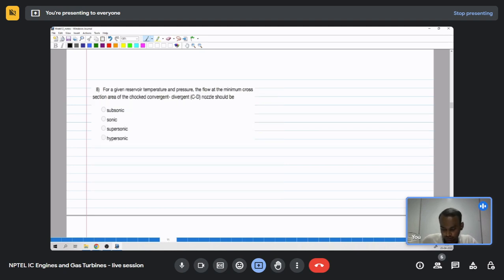For a given reservoir temperature and pressure, the flow at the minimum cross-sectional area of the choked convergent divergent nozzle should be subsonic, sonic, supersonic or hypersonic. Sir, in the throat, the flow should be sonic. Yeah. For a convergent divergent nozzle, here Mach number is less than 1. At the throat Mach number is equal to 1, sonic, and at the exit Mach number is greater than 1.